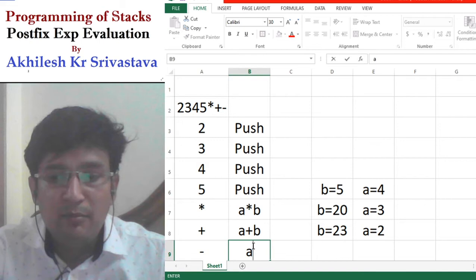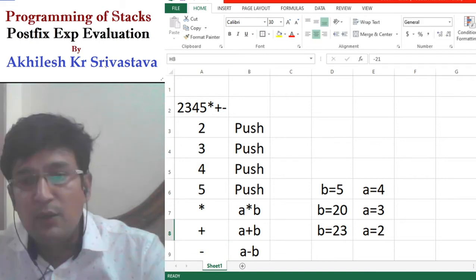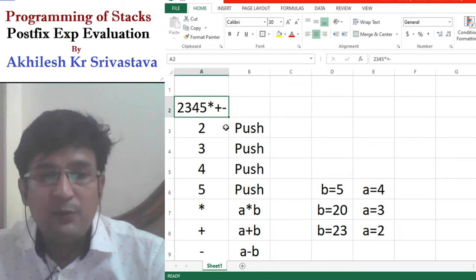So this is the item at the top of the stack. So minus 21 is the answer for this expression. Now, how to code this? For coding of this expression evaluation, we need to take this expression in the form of a string, because it is a combination of numbers and special symbols. Operator symbols will be the special symbols. So that's why we will take this in the form of a string.